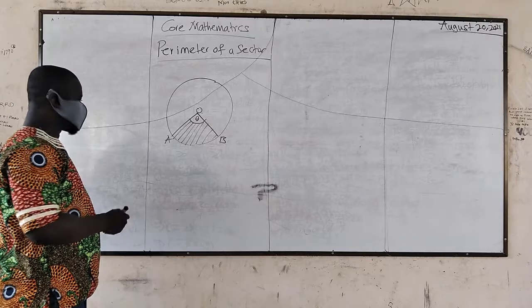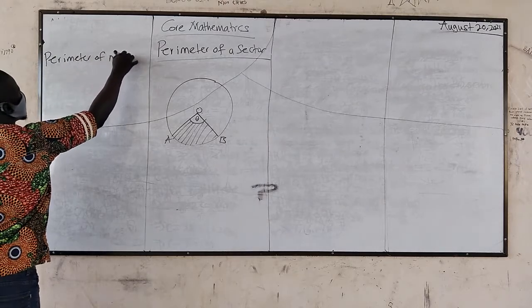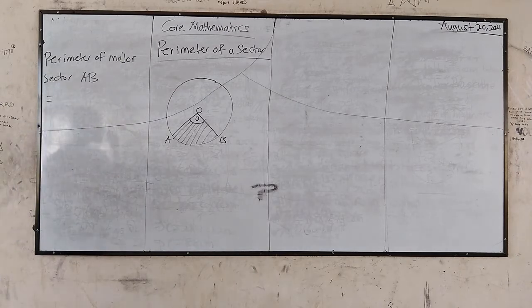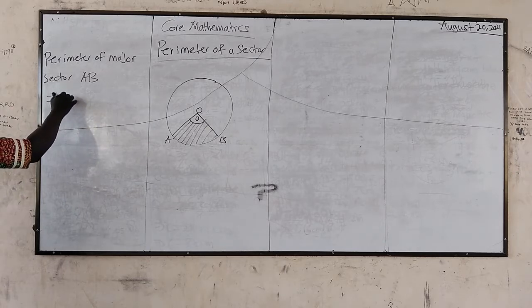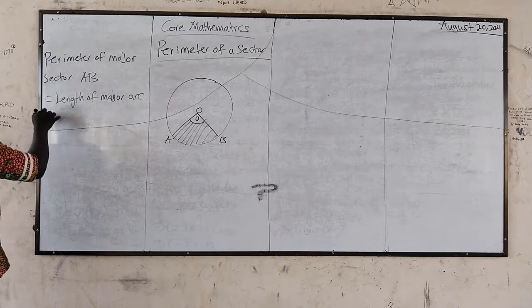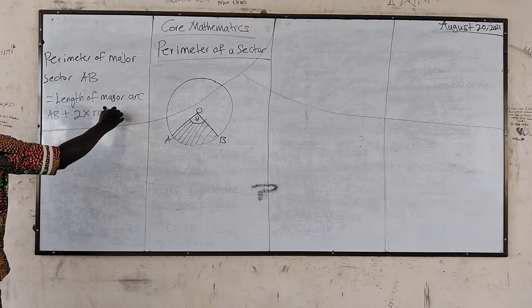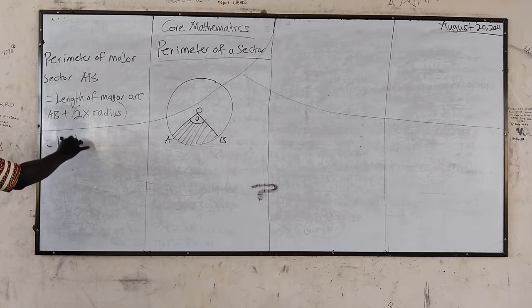Now, let's start with the first one. The perimeter of the major sector AB. What do we do? We simply add the length of the major arc AB plus two times the radius. Do you see that? At AB plus two R. Do you get that?